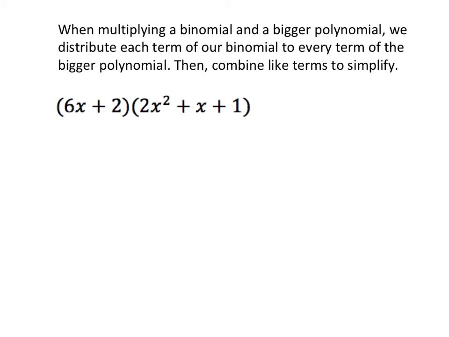Looking at multiplying a binomial with a bigger polynomial, so in this case, a trinomial. What we're going to do is distribute each of the terms of my smaller polynomial to each of the terms of the bigger one. So basically I'm taking 6x and multiplying it to everything on the other side. And then after that, I'm going to take 2 and multiply that to everything on the other side also.